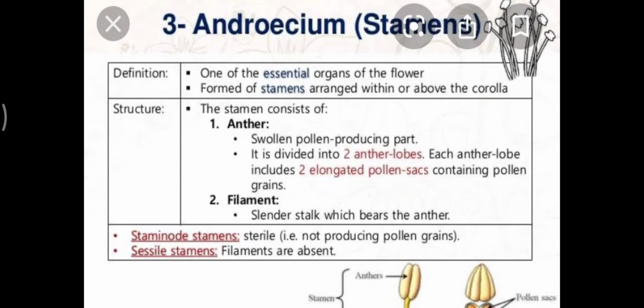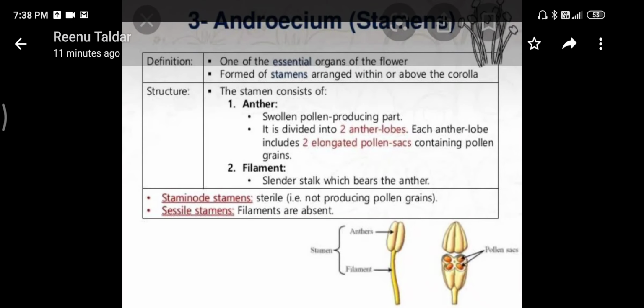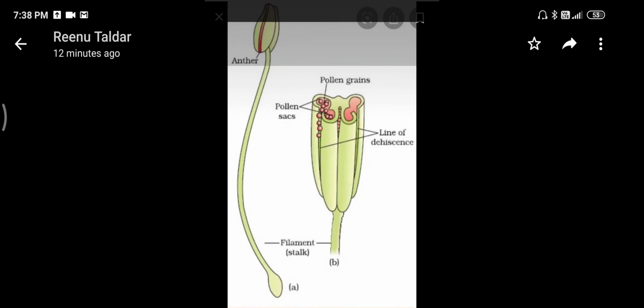The stamen is having two parts, that is anther and filament. The anther is having two lobes, and each lobe is having two pollen sacs where the male gamete, that is pollen grain, is produced, and a long filament is there which is basically attached to different parts of the flower, and it bears the anther.